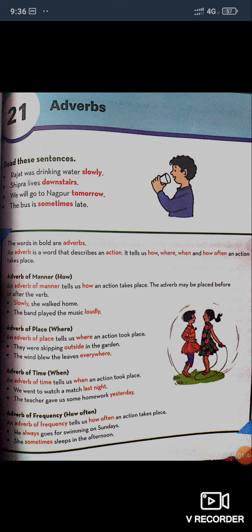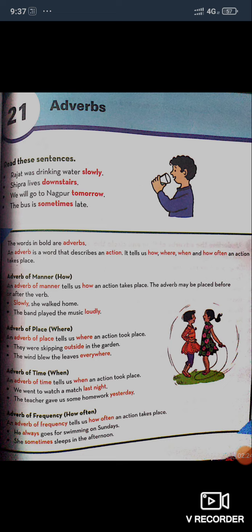Same like Shipra lives downstairs. Where does Shipra live? Here, downstairs. We will go to Nagpur tomorrow. When will you go to Nagpur? Tomorrow. And the bus is sometimes late. It means how often the bus is late, like sometimes. So here the words in bold are adverbs. It means an adverb is a word that describes an action and it tells us how, where, when, and how often an action takes place.